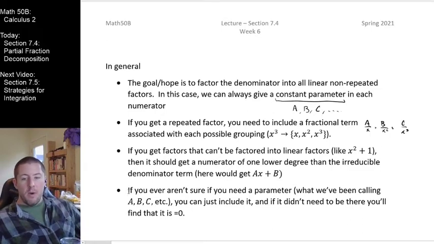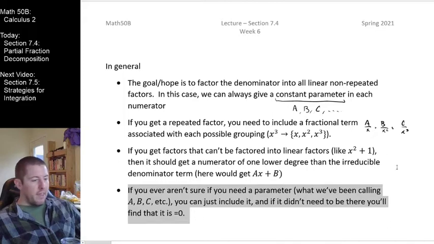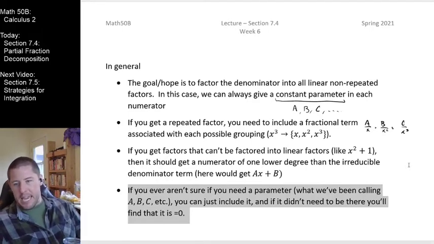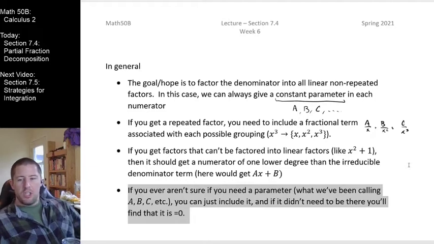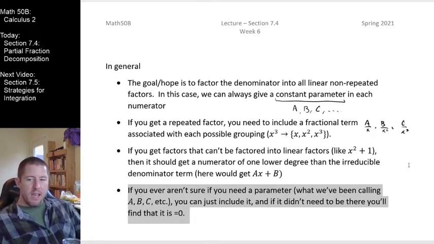Finally, this is the bullet point that's my favorite part about this whole thing. If you aren't sure what you need for parameters and you're saying to yourself, wait a minute, can that one just be A or does it need to be Ax plus B? I can't remember. The awesome thing is that you can just throw in extra parameters, and if it turned out that you didn't need it, you'll just solve for it to be 0, and it will just not end up being in your final decomposition.